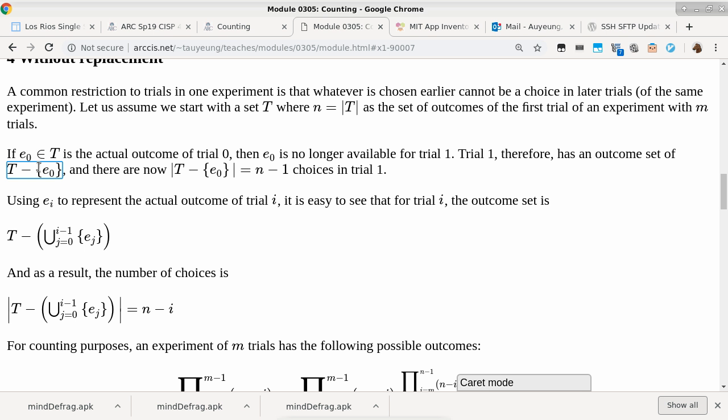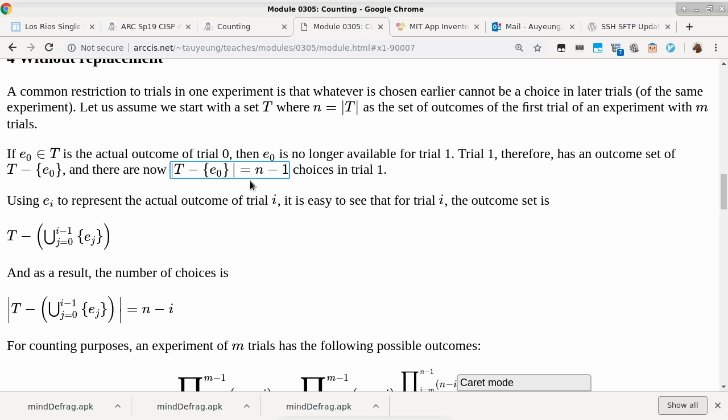As a result, the cardinality of the set T minus the set of E0 is n minus 1, if n is representing the cardinality of T itself. Does that make sense? You have 6 destinations to begin with, and once you have chosen the Bahamas as the first destination for this year's vacation plan, then the Bahamas is no longer available as a choice for the second destination that you want for this year. Is that making sense? Is that okay?